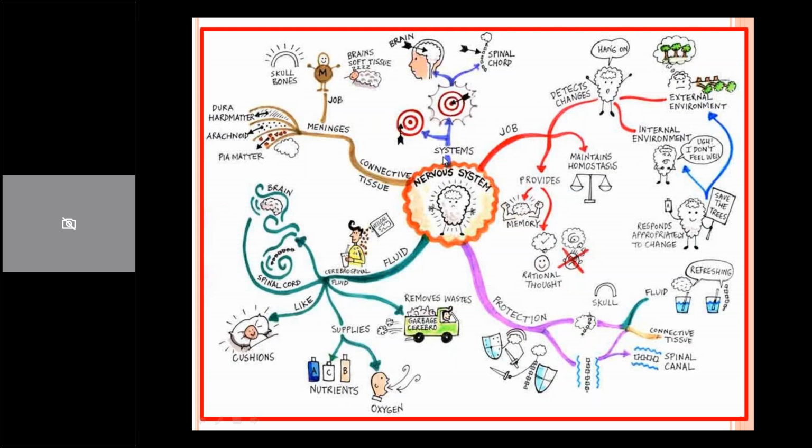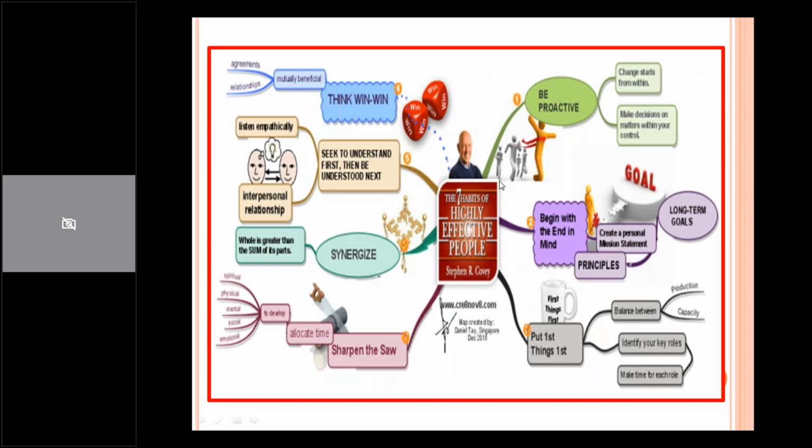And here, this another mind map on nervous system. What is the importance of nervous system? What are the parts of the system? What are the functions? How you have to protect it? All the things are there. And this can be used effectively by language teachers.